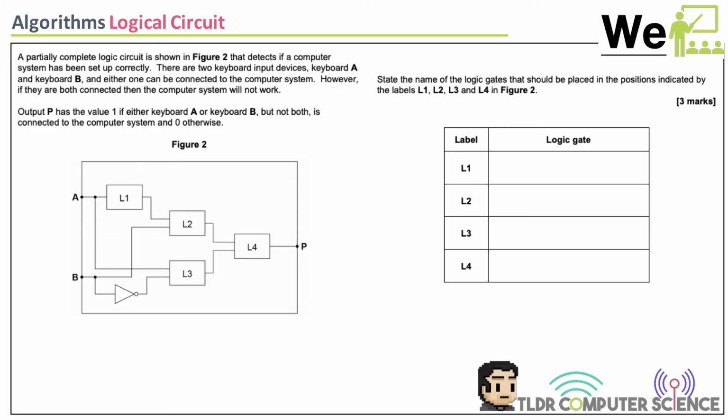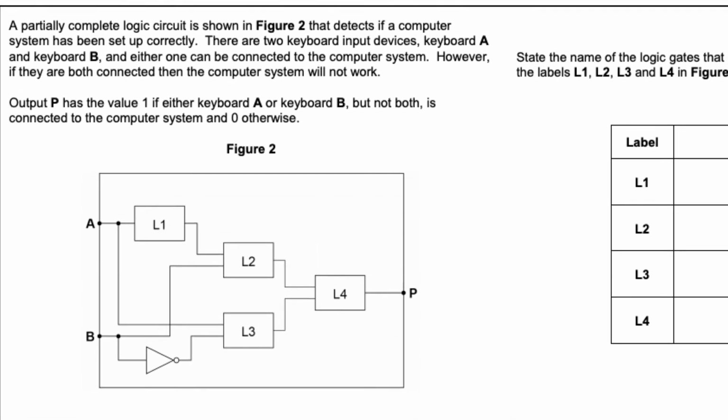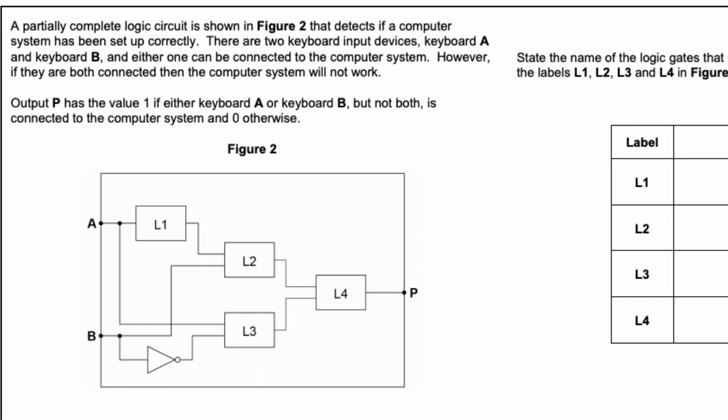Let's evaluate this question. Now, immediately we might feel a bit anxious about the complexity of this question, but let's have a little read through. A partially completed logic circuit is shown in figure 2. Figure 2 is this. So this is a logic circuit. And what it's saying is that that's a, what kind of gate is that? NOT gate. But we don't know what the other ones are, and we need to figure it out. It detects if a computer has been set up correctly. So that's what this is.